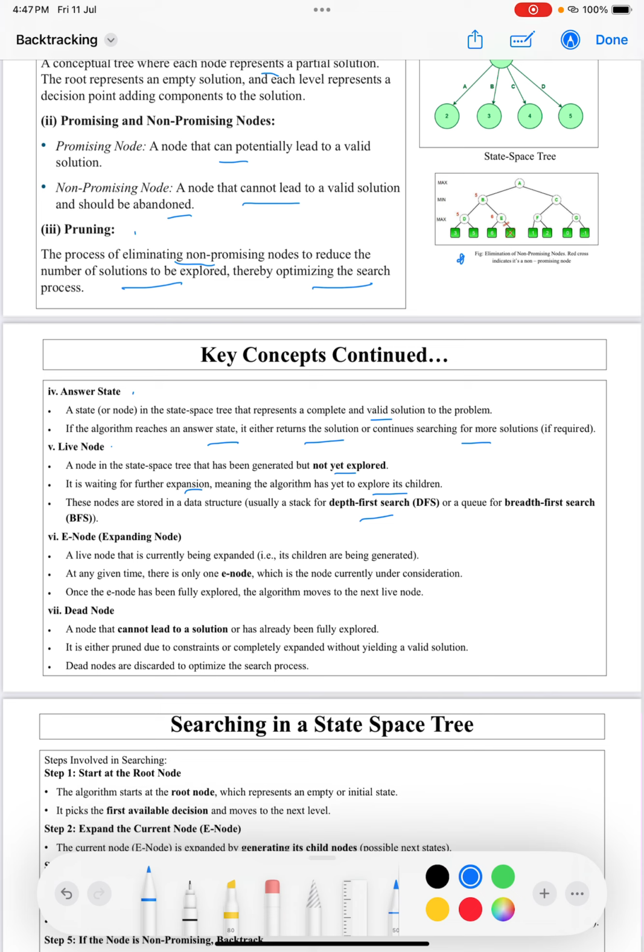And the next node is E node, which is an expanding node. A live node that is currently being expanded, that is, the children are being generated. It is called live expanding node. At any given time, there is only one E node, which is the node currently under consideration. Once the E node has been fully explored, the algorithm moves to the next live node. And the next one is a dead node. A node that cannot lead to a solution or has already been fully explored is called a dead node. It is either pruned due to constraints or completely expanded without yielding a valid solution. Dead nodes are discarded to optimize the search process.